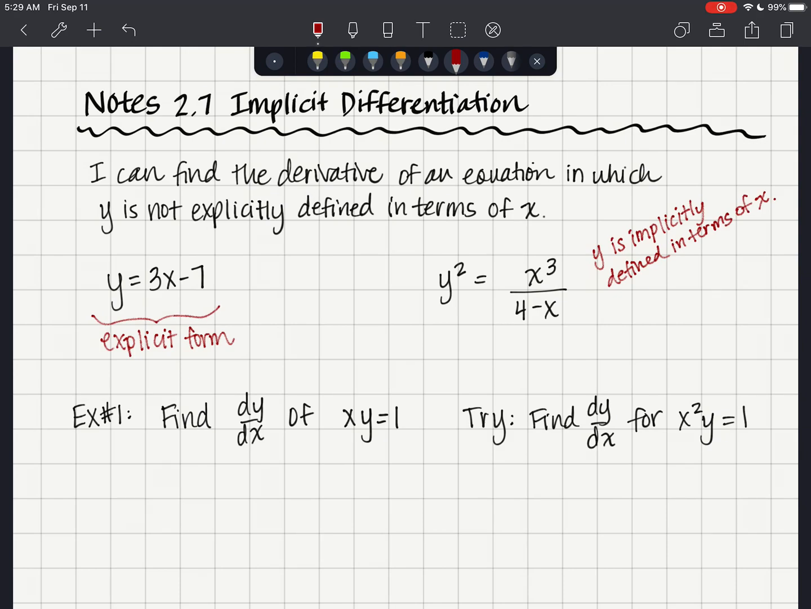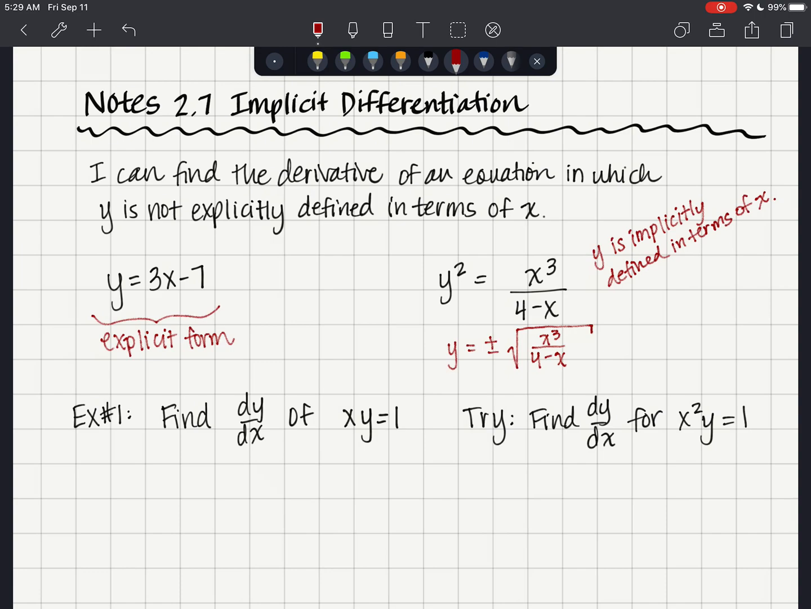Now, I'll explain why. One reason is we have y squared equals x cubed over 4 minus x instead of y equals an expression in terms of x. If I try to put this as y equals, I end up with two different equations, the positive square root and the negative square root. And that is what also leads us to say that y is implicitly defined in terms of x.